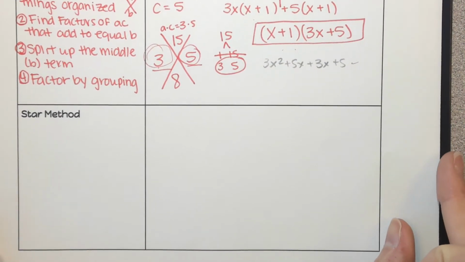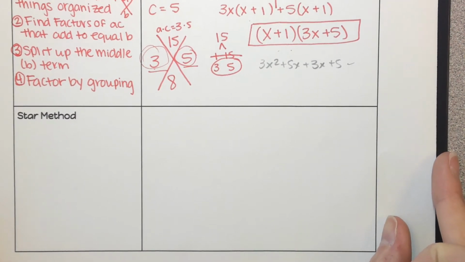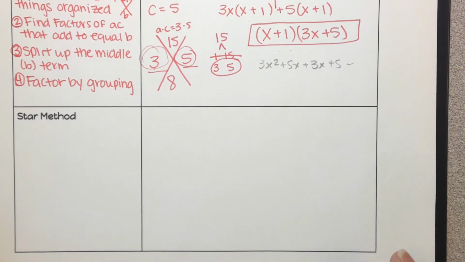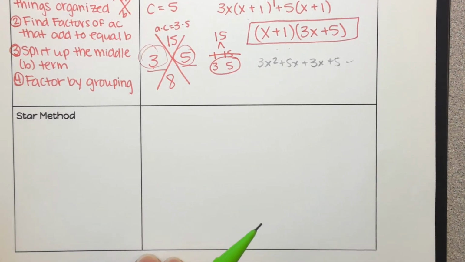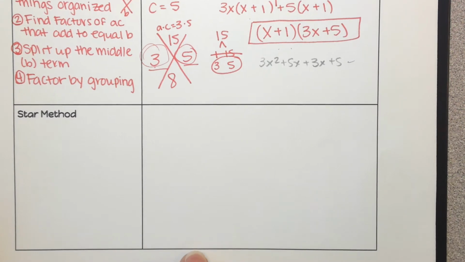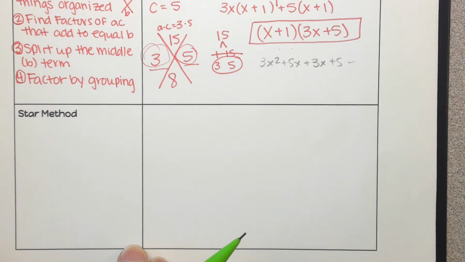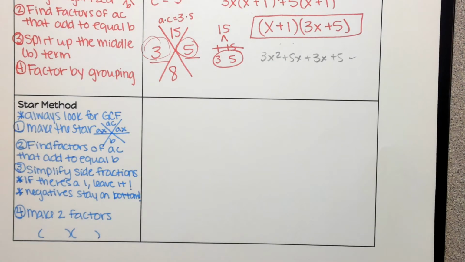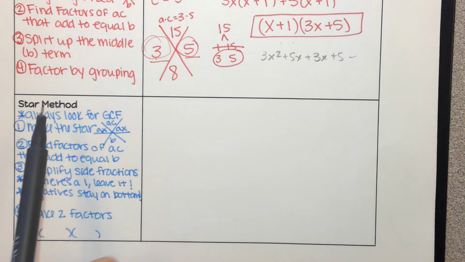Even if you like the other two, if you get stuck and you can't figure it out and you just need a method to get you to the right answer, the star method is a great resource. But you do have to memorize some steps and how to do it. This can be a fail-safe. It might not always be the easiest or the quickest option, but it is an option that will always work for the quadratic expressions. So we call this the star method.